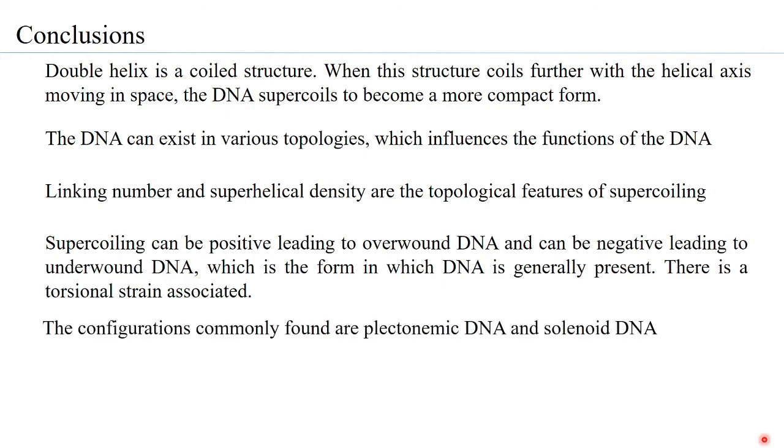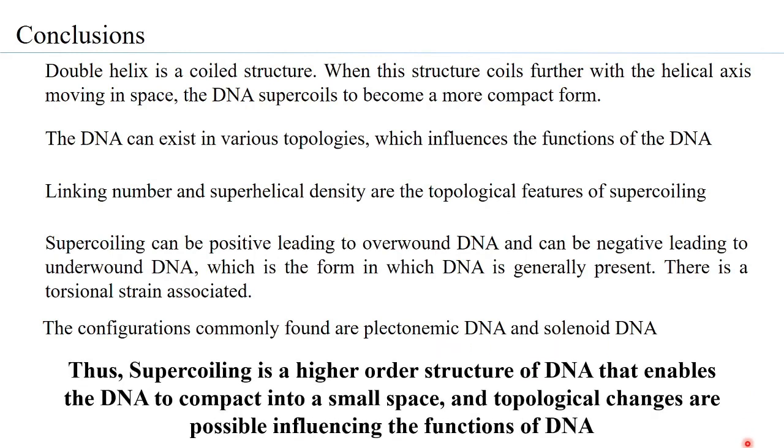The configurations commonly found are plectonemic DNA and solenoid DNA. Thus, supercoiling is a higher order structure of DNA that enables the DNA to compact into a small space. This is important. And topological changes are possible, influencing the functions of DNA. That means one topological form can change to another topological form, and this too has equal significance.